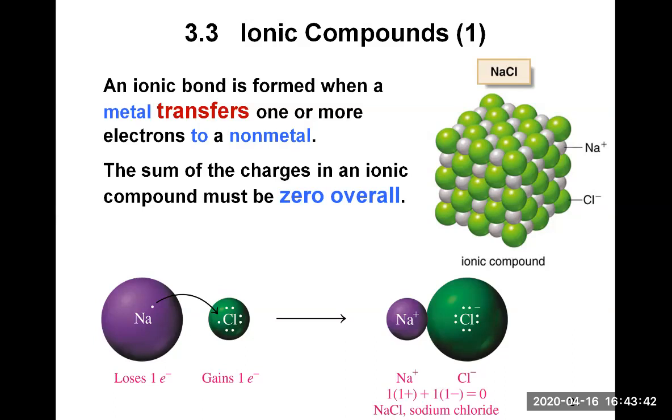And so ionic compounds are mostly crystalline solids that we also call salts. It doesn't refer to table salt. When we talk about salts in chemistry, it means all these ionic compounds that form crystal solids.